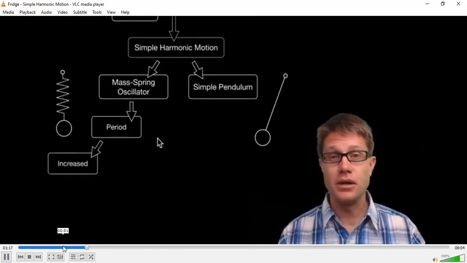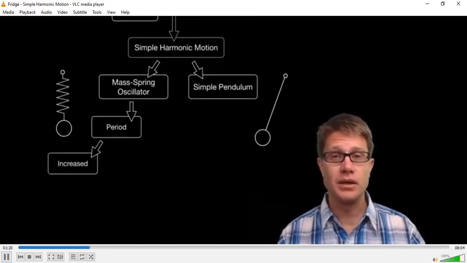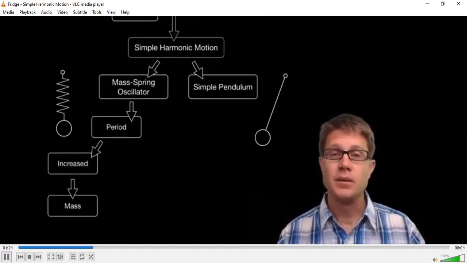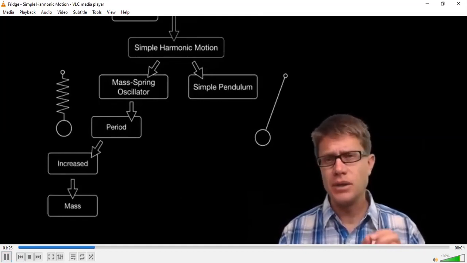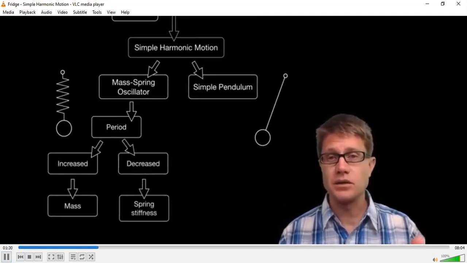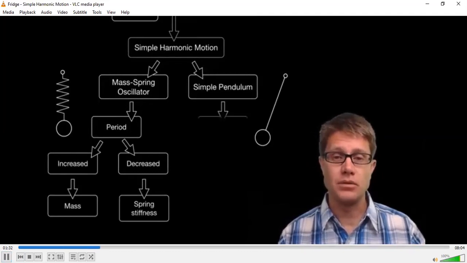How do we increase the period? Well, the easiest way to do that is simply to increase the mass. As we increase the mass hanging from the spring, the period is going to get longer. How do we decrease it? Well, we can change the stiffness of the spring. As we make it stiffer, we're going to make that period go down.